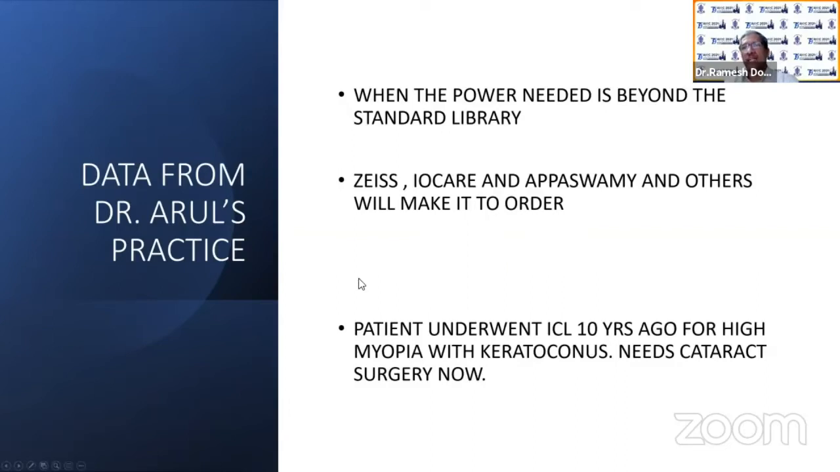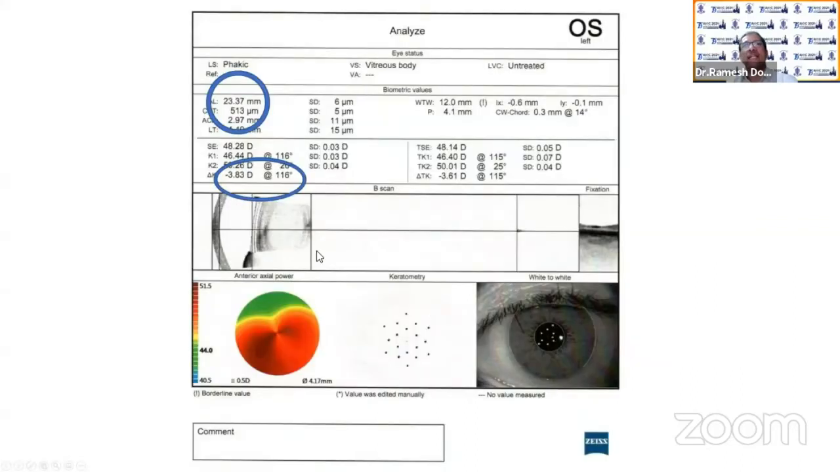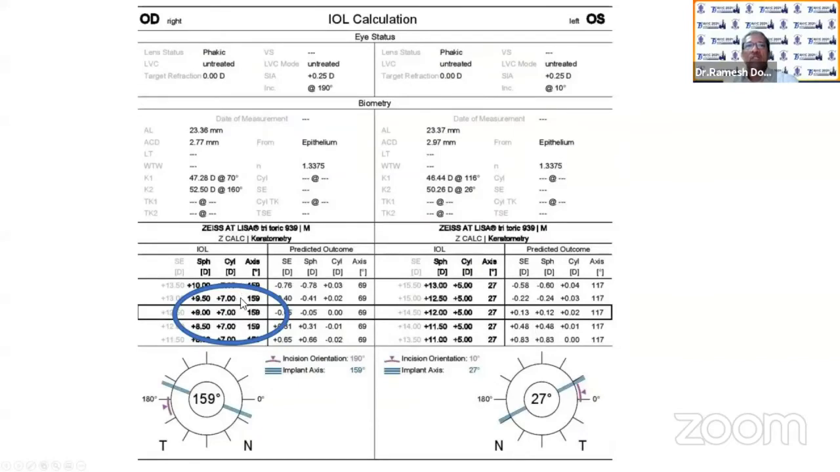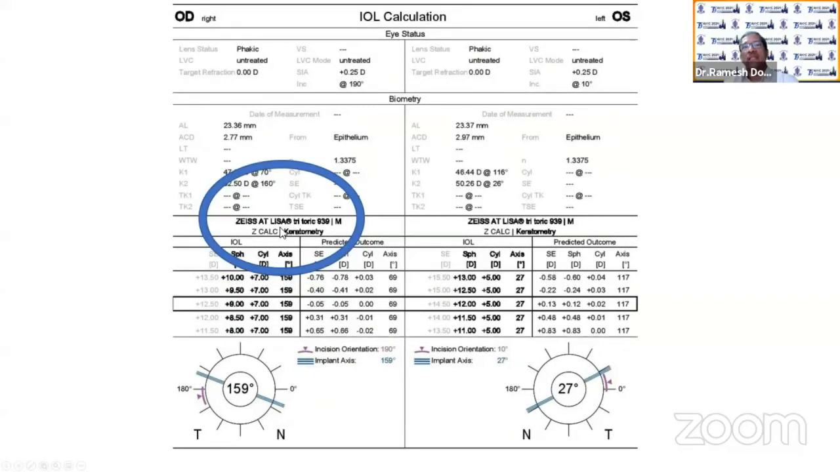And this can give you fantastic results like this example from Dr. Arumarivarman's practice. This patient is post-ICL; 10 years ago he had ICL. He had high myopia with a bit of keratoconus, now needing cataract. You can see that he has axial myopia, and that he needs 3.83 corneal cylinder. Using the ZCal, it shows you need a 7-cylinder high-powered toric lens. So here, Dr. Arul has put in a trifocal toric lens in this patient based on this calculation.